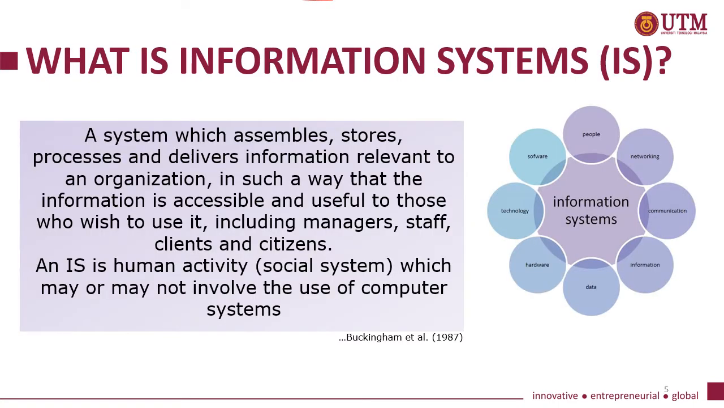So, what is an information system? According to Buckingham et al., 1987, an information system is a system which assembles, stores, processes, and delivers information relevant to an organization in such a way that the information is accessible and useful to those who wish to use it, including managers, staff, clients, and citizens. An IS is a human activity, a social system, which may or may not involve the use of computer systems.